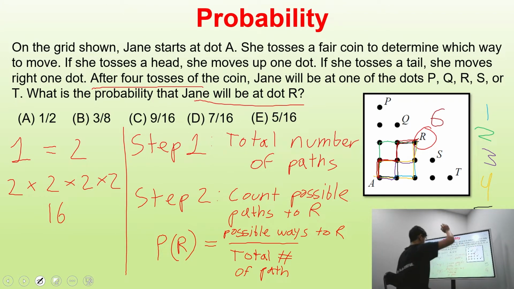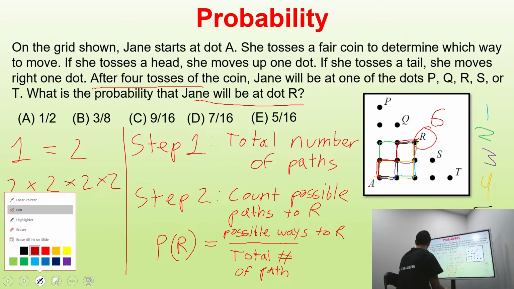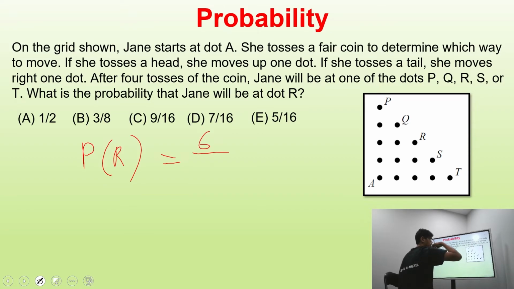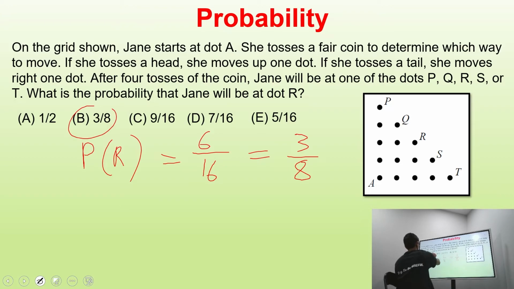So we're just going to write 6 here, and we know that the total number of possible ways to get to R is 6. So here I'm just going to erase everything so we can rewrite. If you look at the probability formula again, P(R), since we're looking for R, is equal to the number of possible ways to get to R, which we found was 6, divided by the total number of outcomes, which we found out was 16. So 6 over 16 can also be simplified as 3 over 8. So the probability of getting to R is 3 over 8, which means our answer is B.